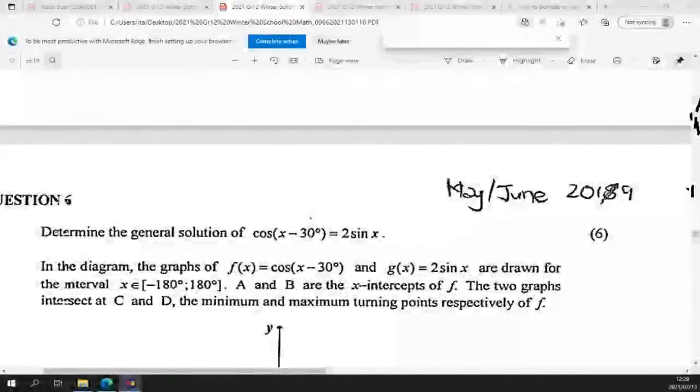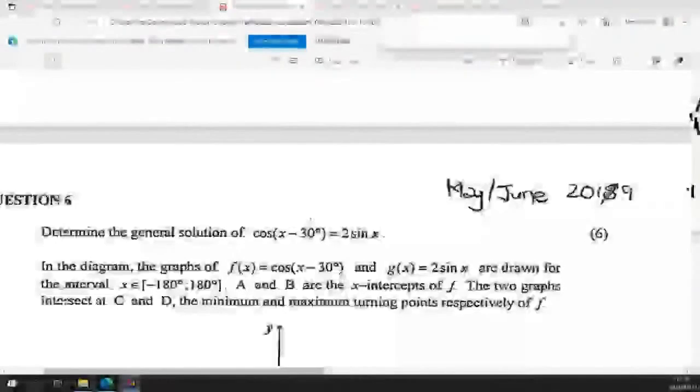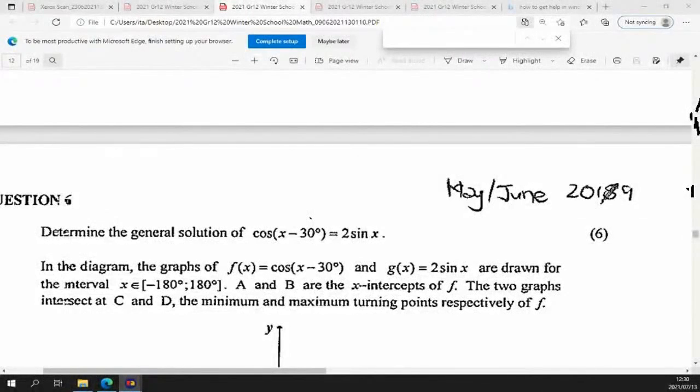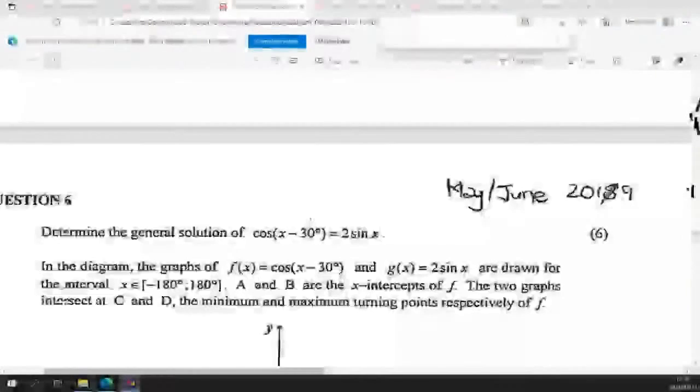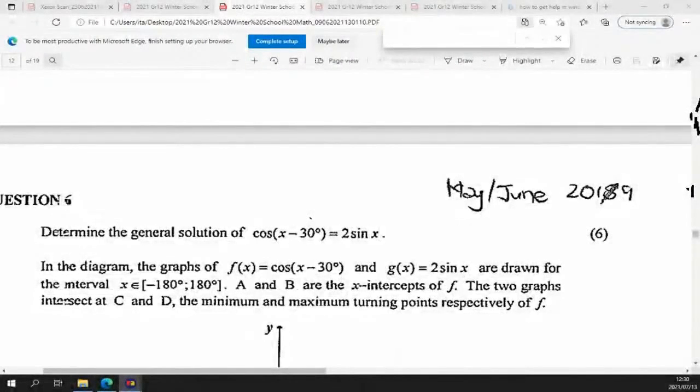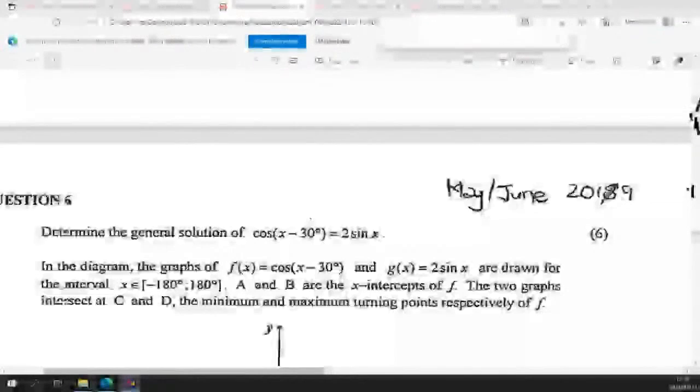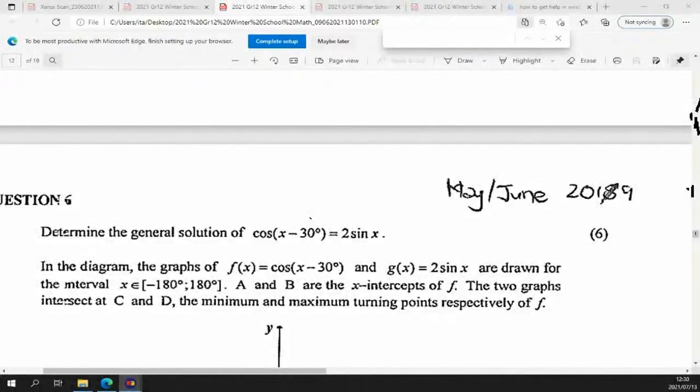It says, determine the general solution of cos(x minus 30) is equal to 2 sin x. Now, again in that predicament, what do I do? How do I find it? Is it possible for me to divide by x? Which way will I proceed with this particular question? So how do I proceed if I get cos(x minus 30) is equal to 2 sin x? How is it possible for me to solve such a question?